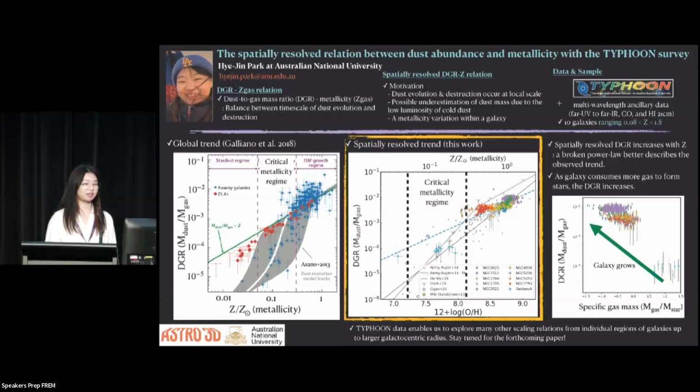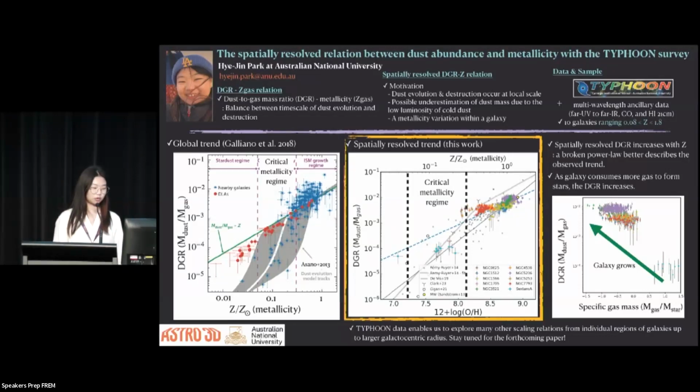Hello, I'm Hejin Park, a PhD student at ANU, and I'm studying the spatially resolved relation between dust abundance and metallicity with the Typhoon survey. This relation has been used to track the dust evolution efficiency of a galaxy, and I'm studying this at spatially resolved scale because the dust mass could be underestimated at a wider resolution, and dust evolution occurs on a local scale. So here, I'm using the Typhoon survey with multi-wavelength data, and here are the results.